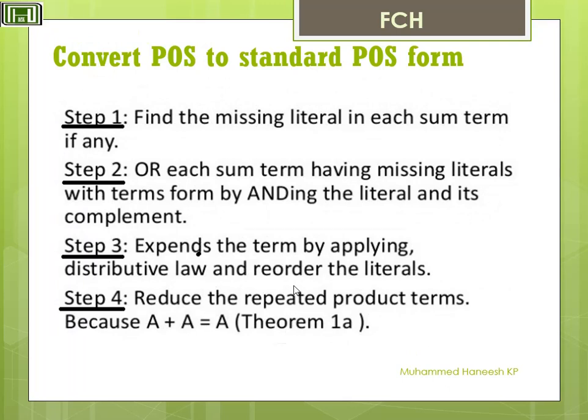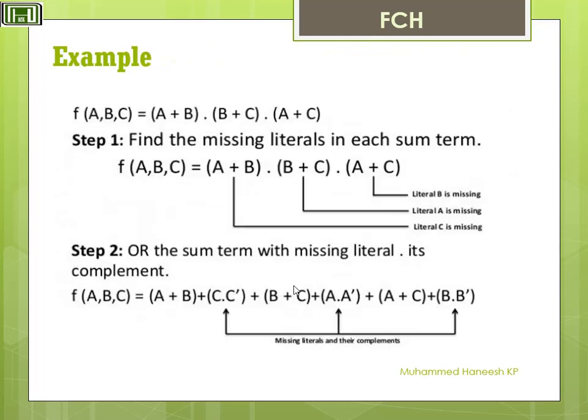Now we are going to convert POS to standard POS form. Similarly, the same method we can use here. Step 1, find the missing literal in each sum term, if any. Step 2, OR each sum term having missing literals with terms formed by ANDing the literal and its complement. Now step 3, expand the term by applying the distributive law and reorder the literals. Now step 4, reduce the repeated product terms because A or A is equal to A.